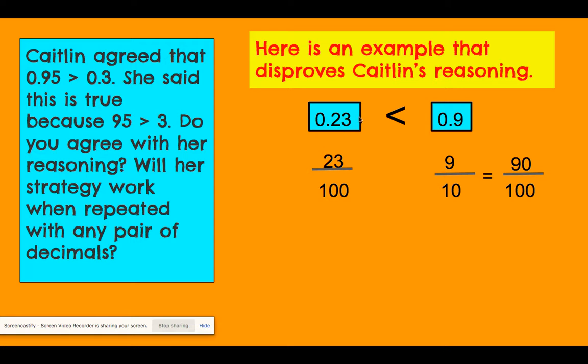So it has to be less than. So you can't just go by the numbers. You can't just say, okay, 23 and 9, 23 hundredths is definitely larger than 9 tenths. It doesn't work. You have to think of the decimals. You have to think of the visuals, right?